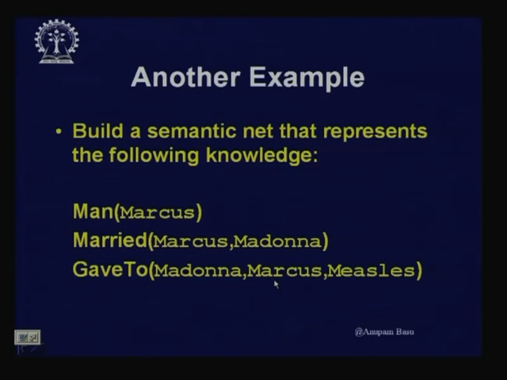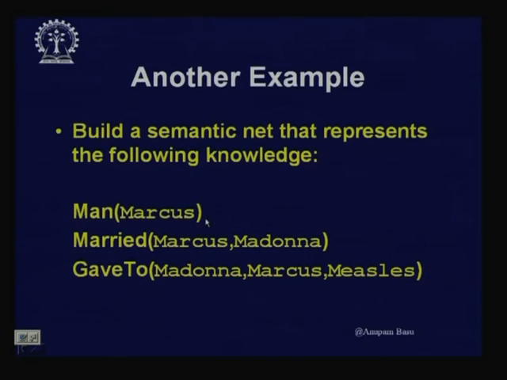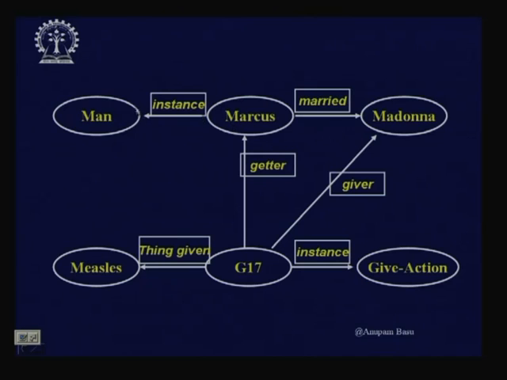So these three statements, it is a story. Marcus is a man, Marcus married Madonna, and you know what happened? Marcus was infected with measles by Madonna. Now how do I represent this story in this form of semantic net? You see here, Marcus is an instance of man. So I take this sentence, man Marcus. Marcus is an instance of man, which is a concept. Madonna is another instance. Marcus is married to Madonna. So you see the second statement is also covered.